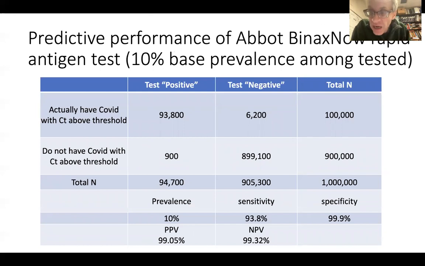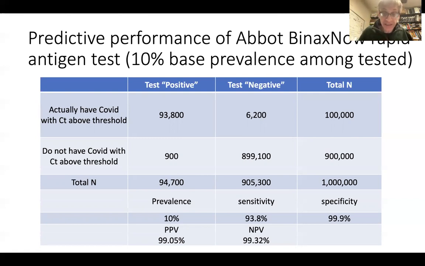Well, I've got my same 3x3 table here. If I assume a 10% base prevalence, of the people being tested, 10% are going to be new positives. Of those 100,000 people who have it, 93,800 are going to test positive and 6,200 are going to test negative. 900,000 don't have it. Of those people, only 900 test positive, but 899,100 are going to test negative. So in total, 94,700 people are going to test positive and 905,300 are going to test negative.